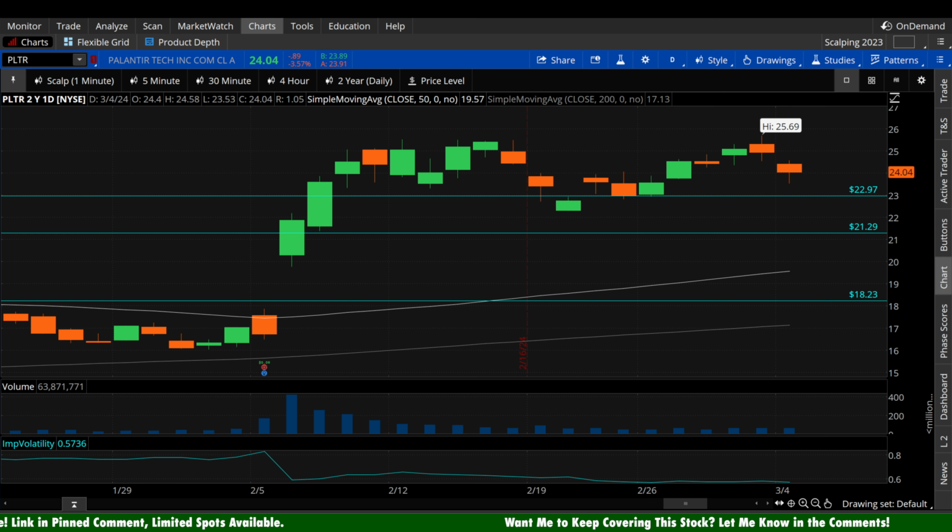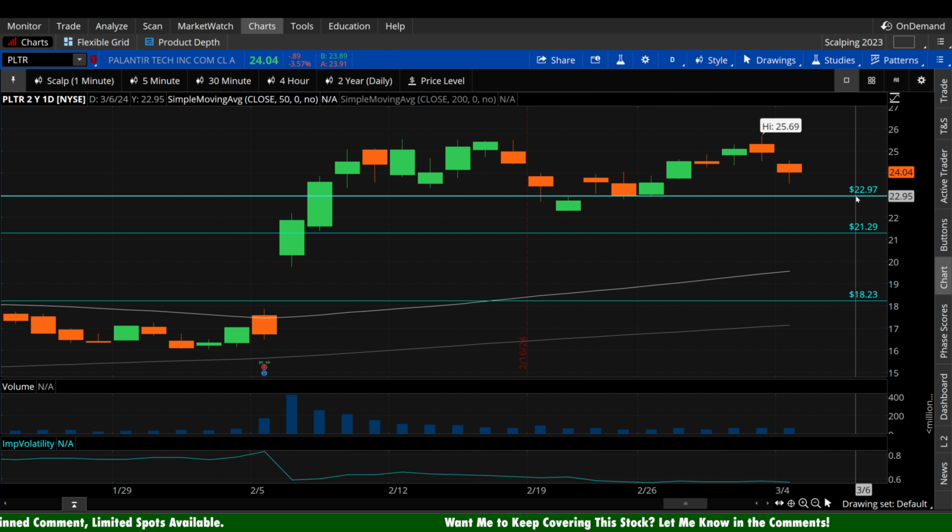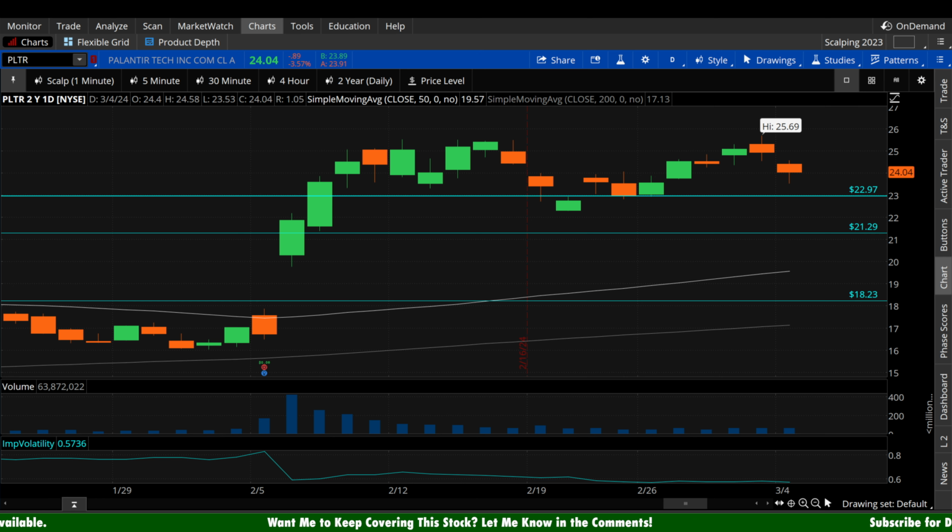But it's always a range, right? Like I have this level drawn at 22.97. I know it's 23. It's a range around 23. It's never an exact penny unless you're trading a stock that's like $1, right? Which we're not right now.